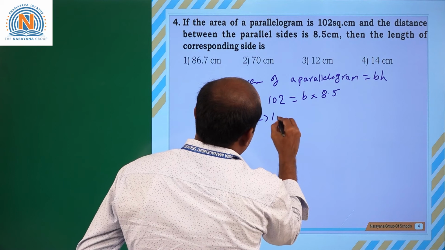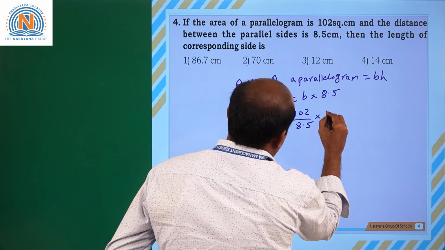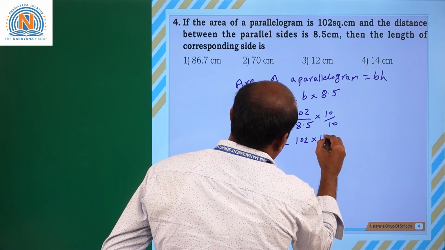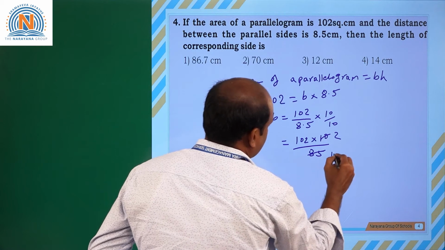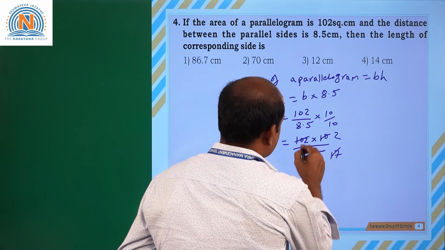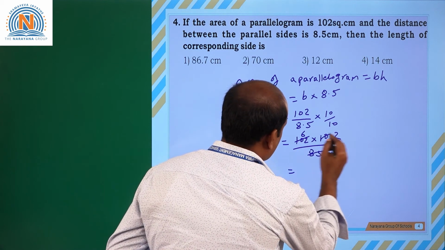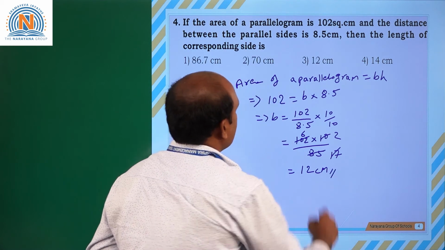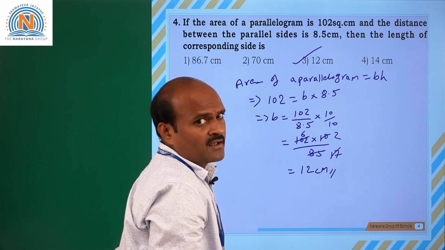That implies B is equal to 102 by 8.5, here multiplied and divided with 10, that is equal to 102 into 10 by 85. 5 2s are 10, 17 5s are 85, 17 6s are 102, right? That is equal to 2 6s are 12. So 12 centimeters. So length of the corresponding side is 12 centimeters. So option 3 is the correct answer.